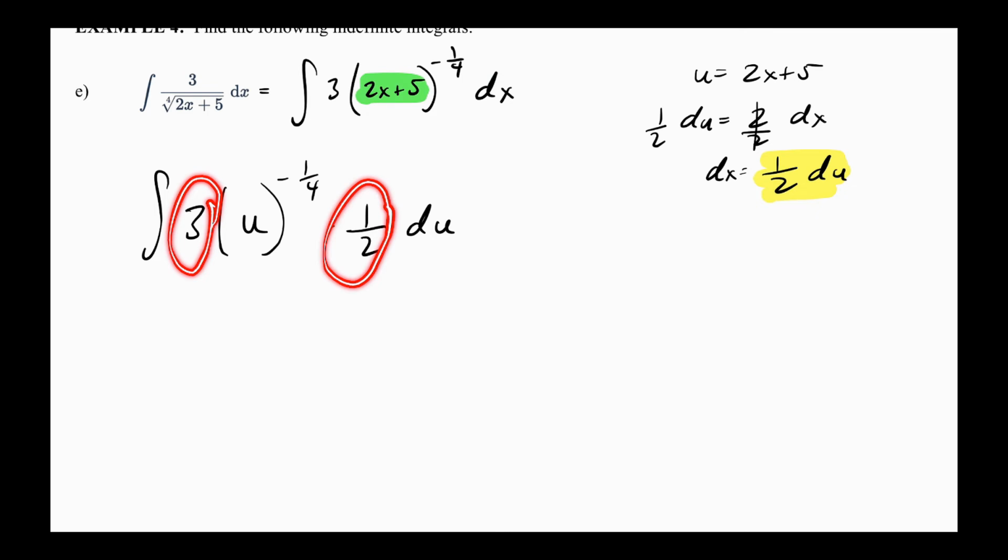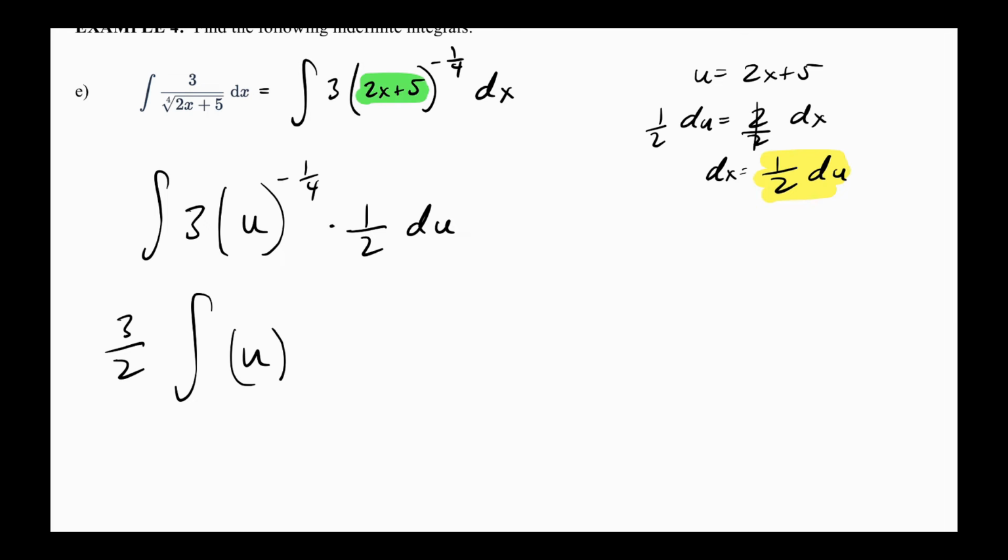So I have a 3 here and a 1/2 here. What I'm going to do with both of those is multiply them and put them outside. So I'll have a 3 over 2 u to the negative 1/4 du.